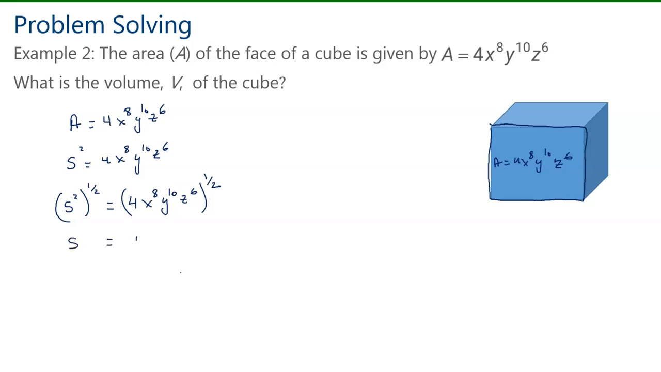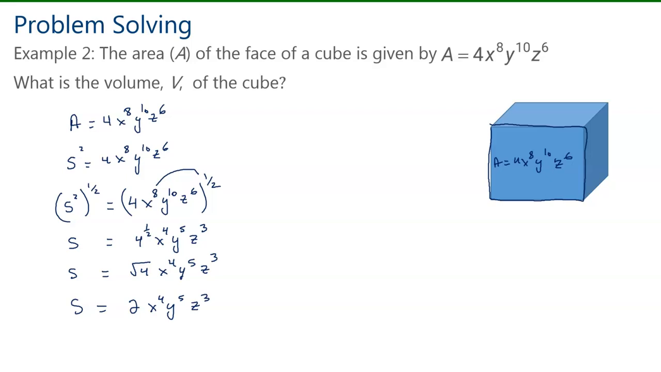And this is 4 to the 1/2. X to the 8 and the 1/2 get multiplied, so that's x to the 4. 10 and 1/2 get multiplied. 10 times 1/2 is y to the 5. Z to the 6 times 1/2. 6 times 1/2 is z to the 3. And we know, of course, 4 to the 1/2 is the square root of 4, which is 2. And then x to the 4, y to the 5, z cubed. And we get our side length now to be 2x to the 4, y to the 5, z cubed.